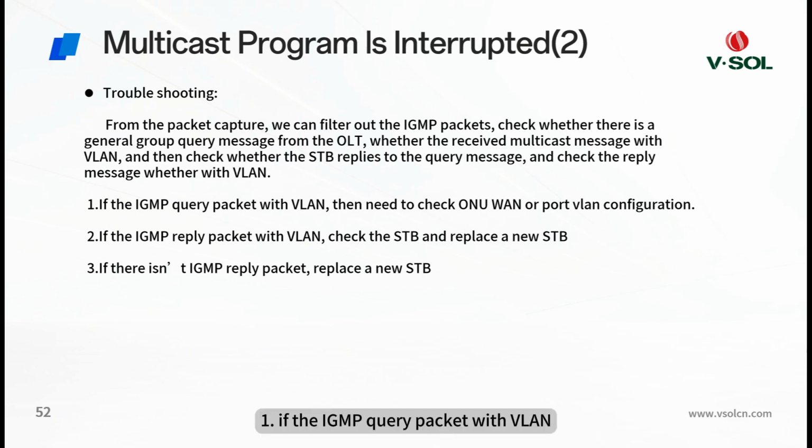1. If the IGMP query packet has VLAN, then you need to check the ONU or port VLAN configuration. 2. If the IGMP reply packet has VLAN, check the STB and replace it with a new STB. 3. If there isn't an IGMP reply packet, replace with a new STB.